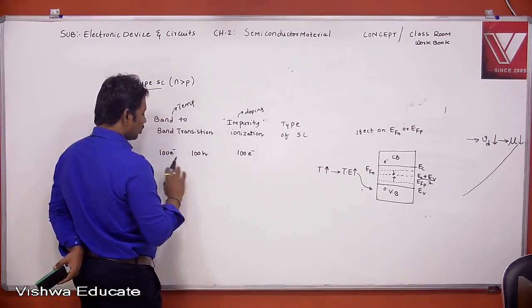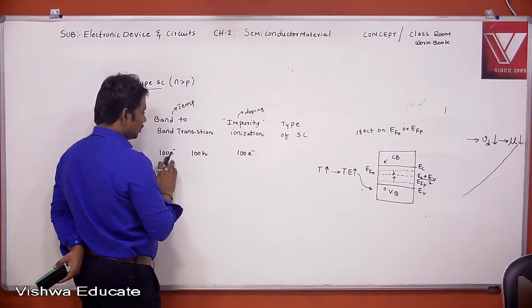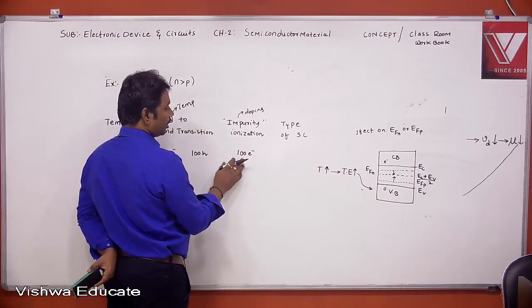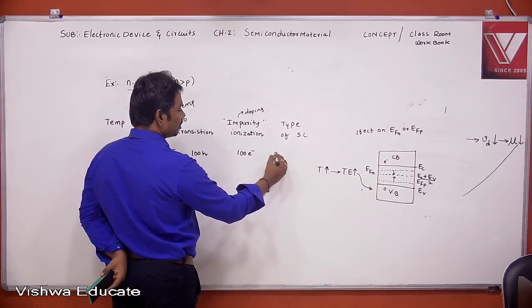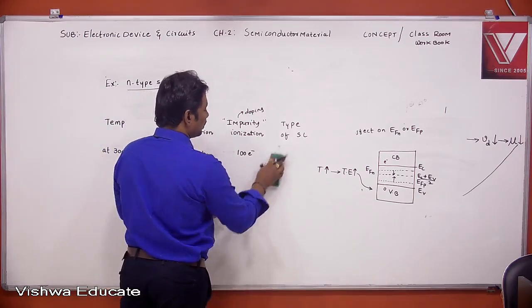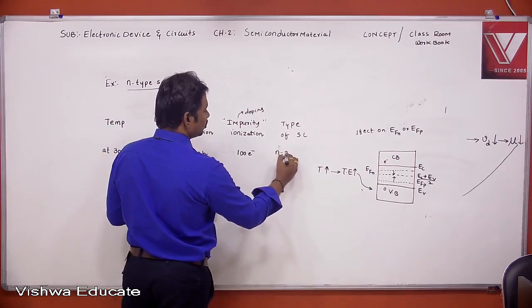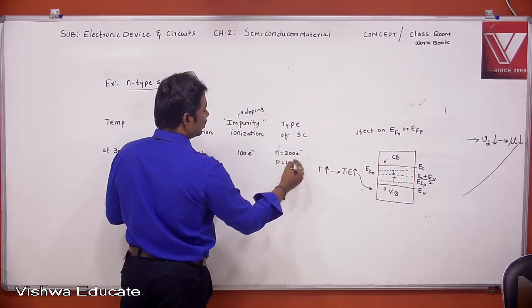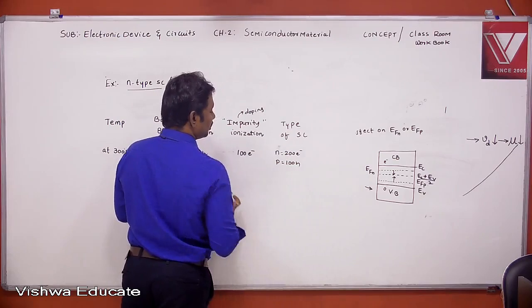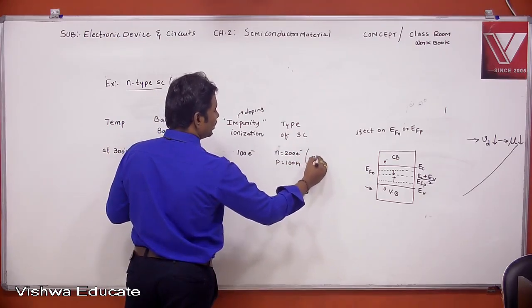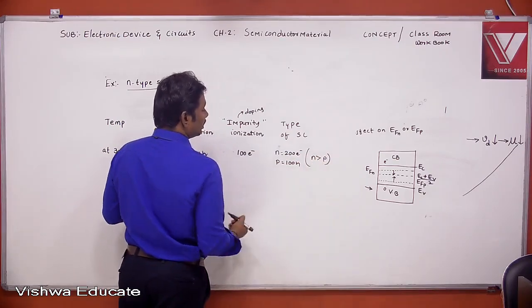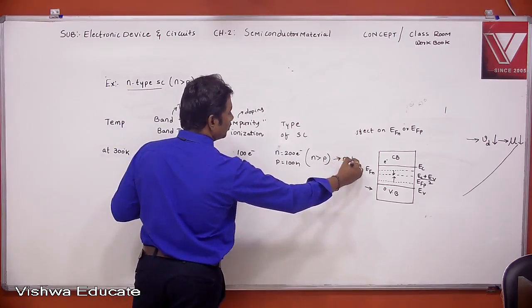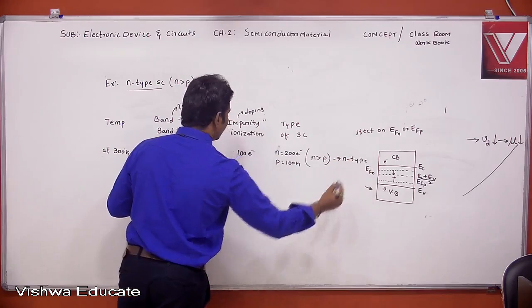Now calculate the total number of electrons. Due to band to band transition, 100 electrons, and impurity ionization because of doping, 100 electrons. That means the total number of electrons is n equal to 200 electrons, and holes equal to 100 holes. Now clearly, what is the condition here? The condition is n greater than p, right? N greater than p means clearly what is the type of semiconductor? The type of semiconductor is n-type semiconductor.